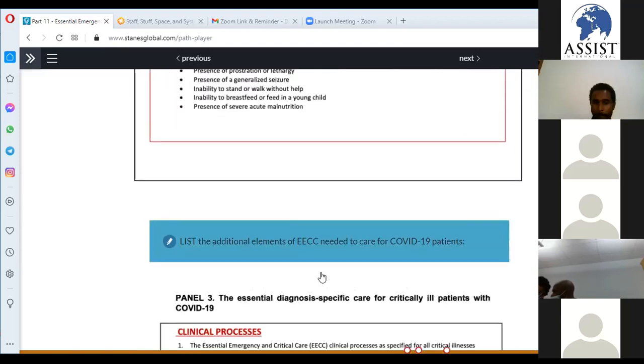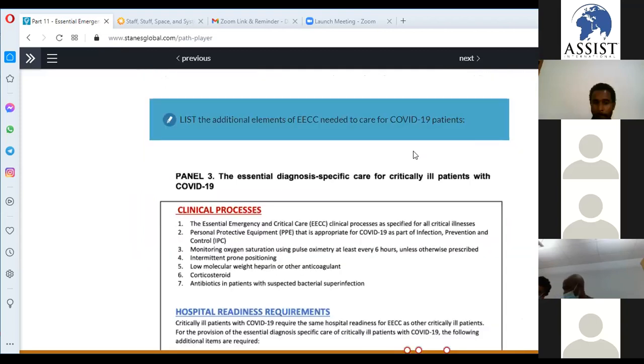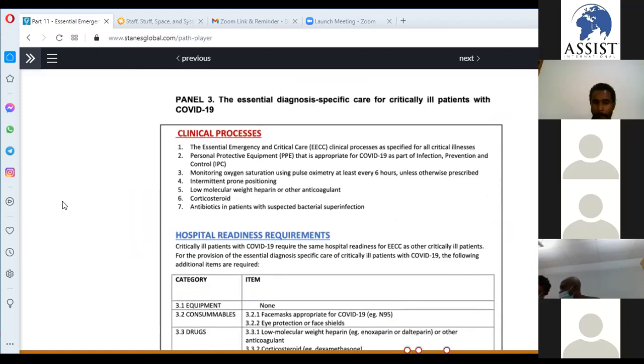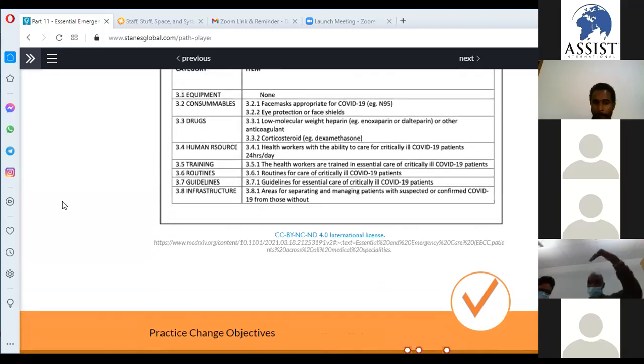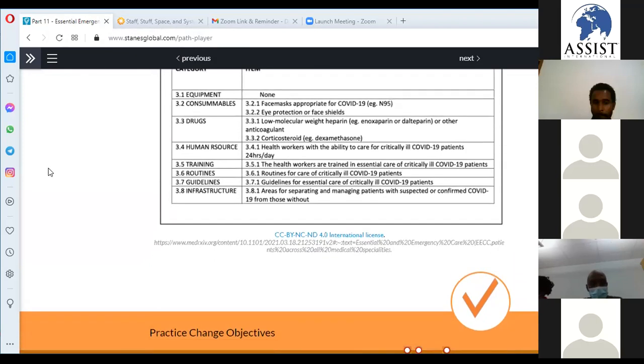And another is COVID-19. As you know, COVID-19 has emerged as a new challenge for our setup. So there are other additional clinical processes and hospital readiness requirements that are specifically required for COVID-19. So you will read in your home time, okay? Since it's available, it will be sent to you through email. Okay? You will read such components.